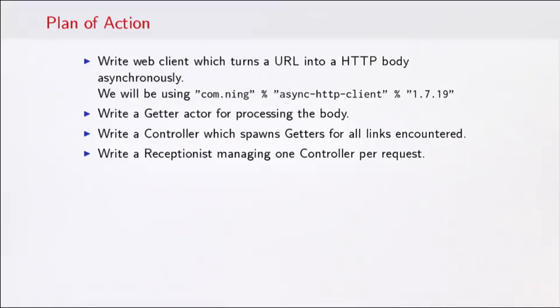What we will do requires the use of some web client. I will be using the async HTTP client library as given in this artifact here. Then we need to write a getter for processing the body which was retrieved. Then we step up one level to write the controller, which takes care of the getters and all links encountered. And finally, we will think about the receptionist and how that manages the controller.